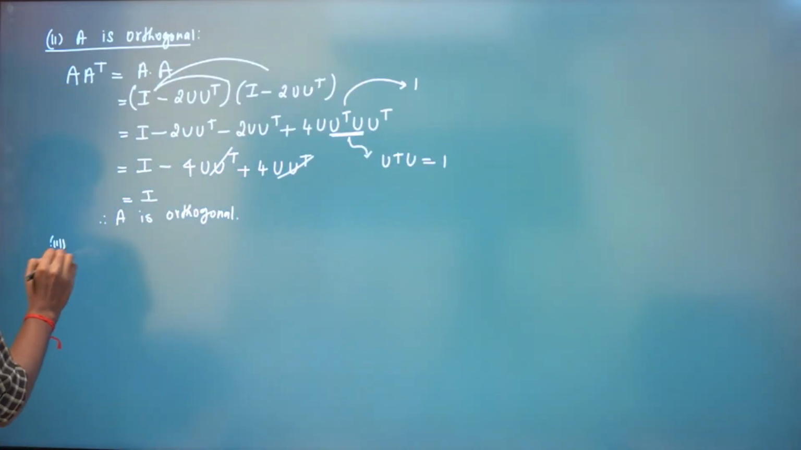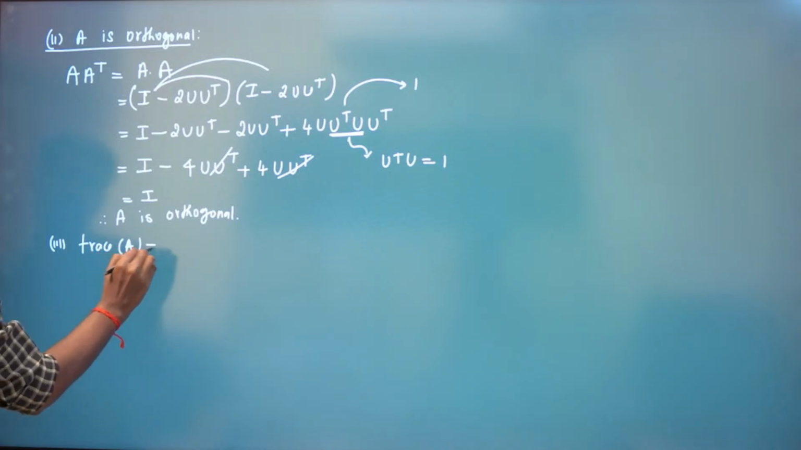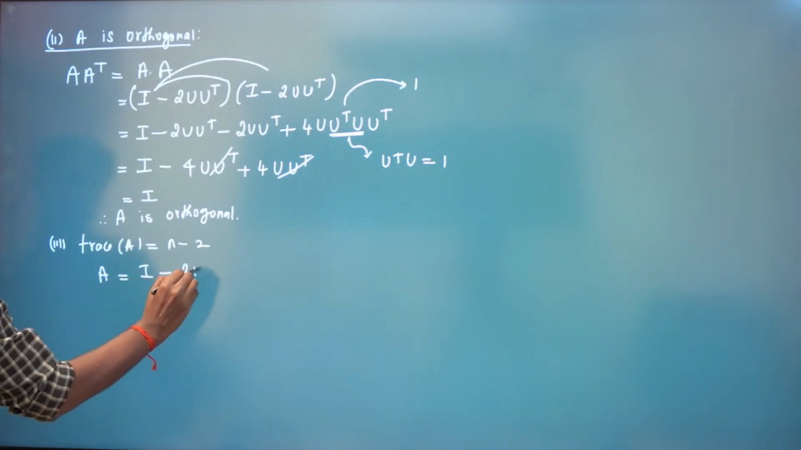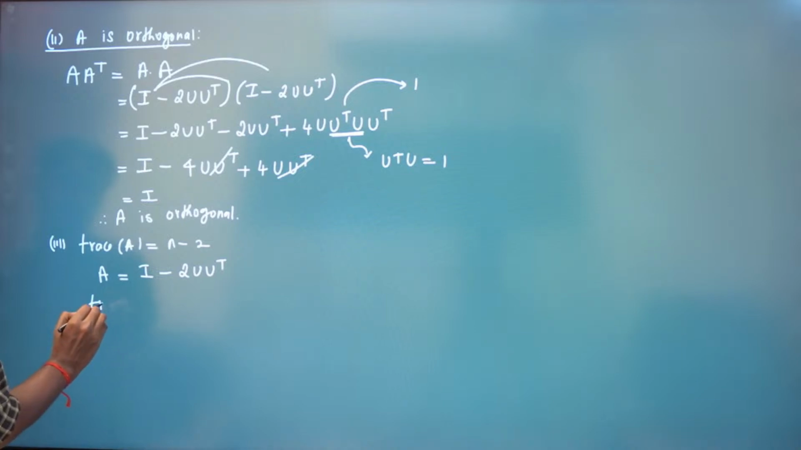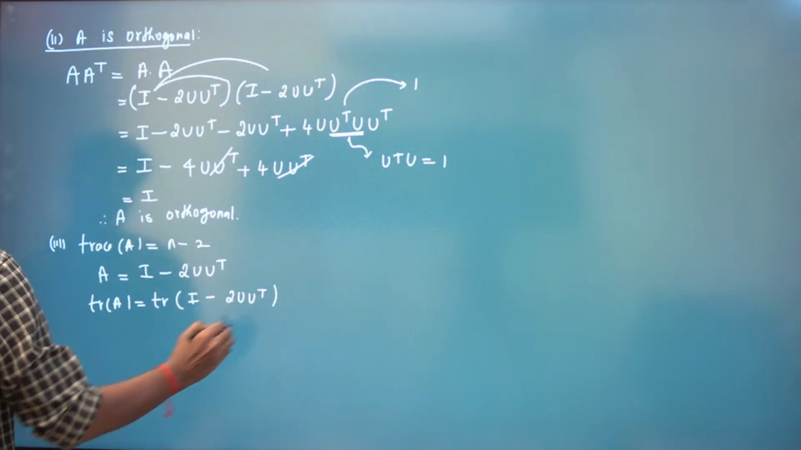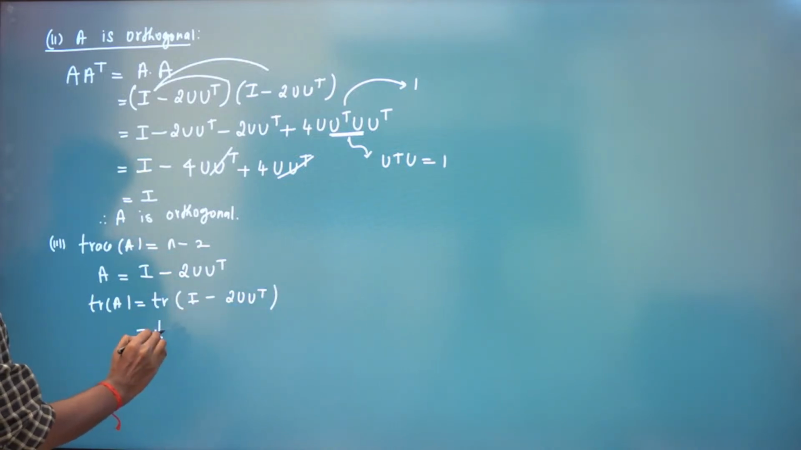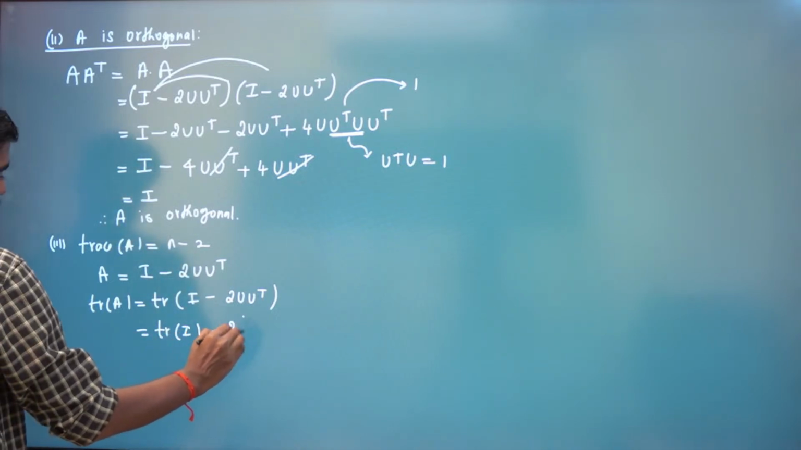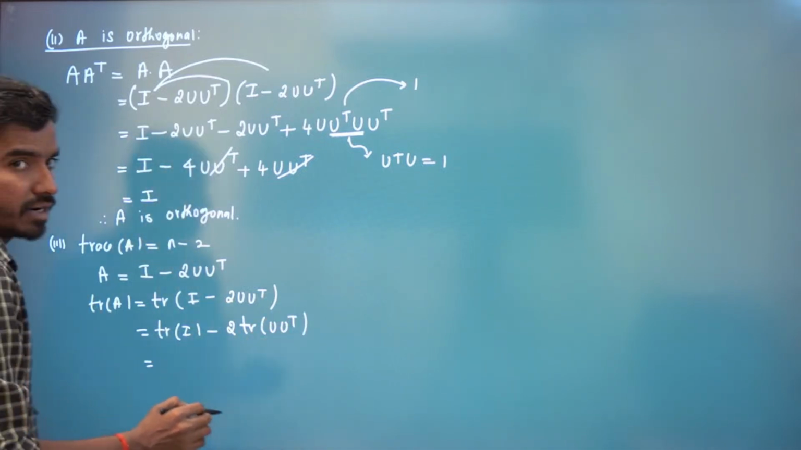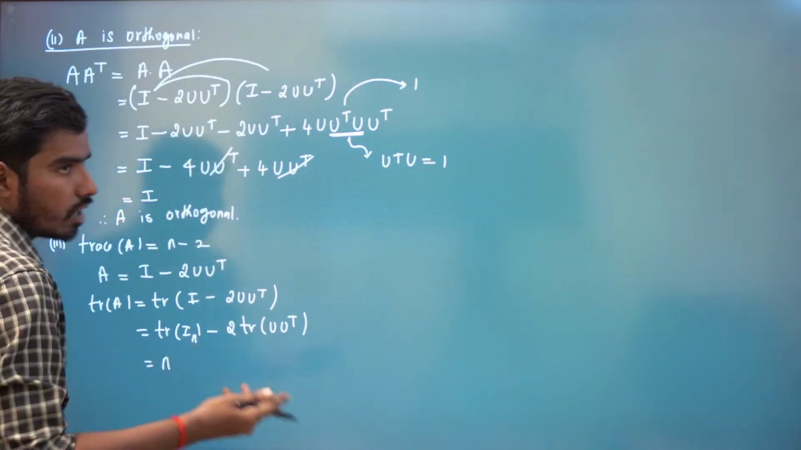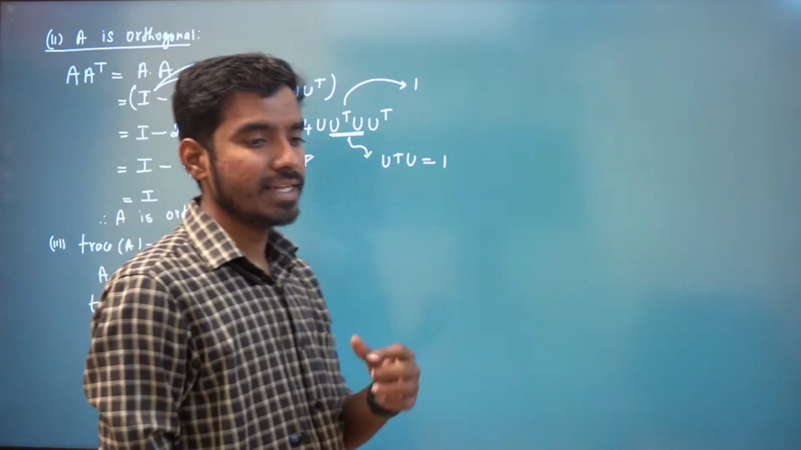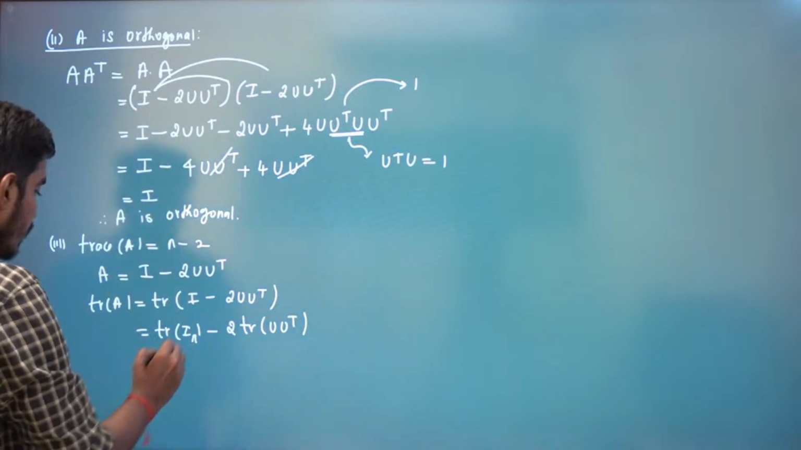Okay. So we need to find trace of A. We need to put this equal to n minus 2. Now what is A? A is given by I minus 2 U U transpose. Now what is the trace of A? It is trace of I minus 2 U U transpose. So trace of A is trace of I minus 2 times trace of U into U transpose. What is trace of identity matrix? It is equal to n. I is In, the identity matrix of order n. Trace of I2 is 2, trace of I3 is 3. So trace of In is n, minus 2 times.